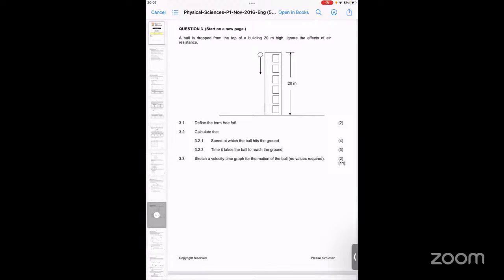Look at the statement carefully. A ball is dropped from the top of the building at 20 meters high. Ignore the effect of air resistance. Well, technically they didn't tell us that. I was under the assumption that the object was at rest initially. Yes, 100%. So you simply say when it is being dropped, it means its initial velocity is 0. So that's how you know.